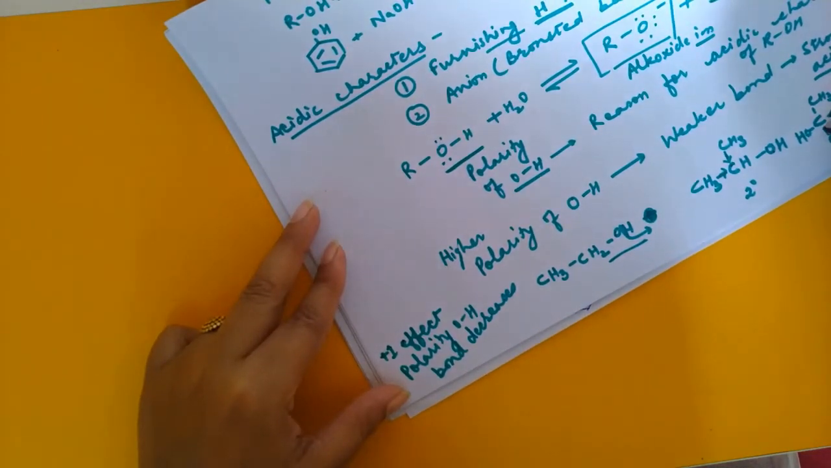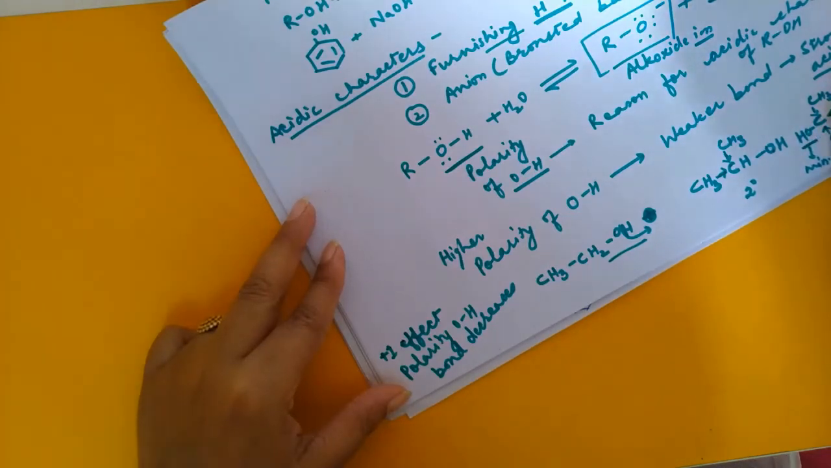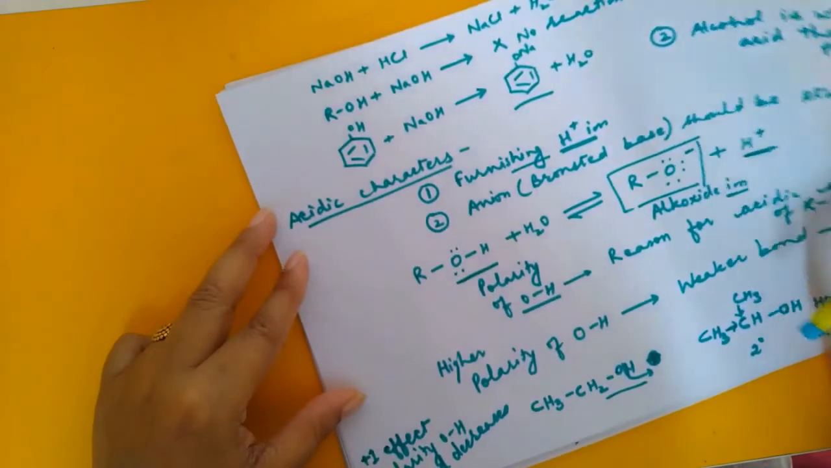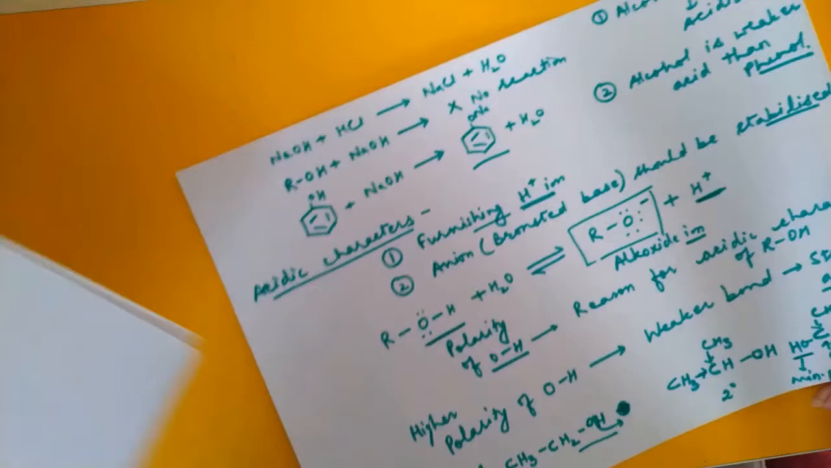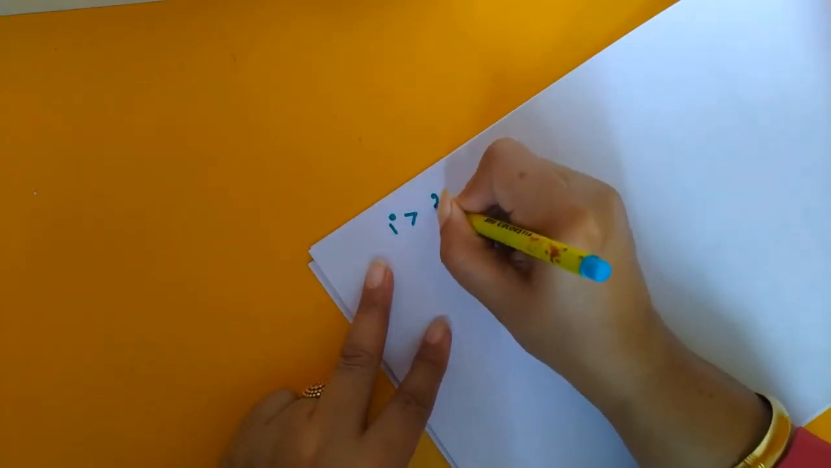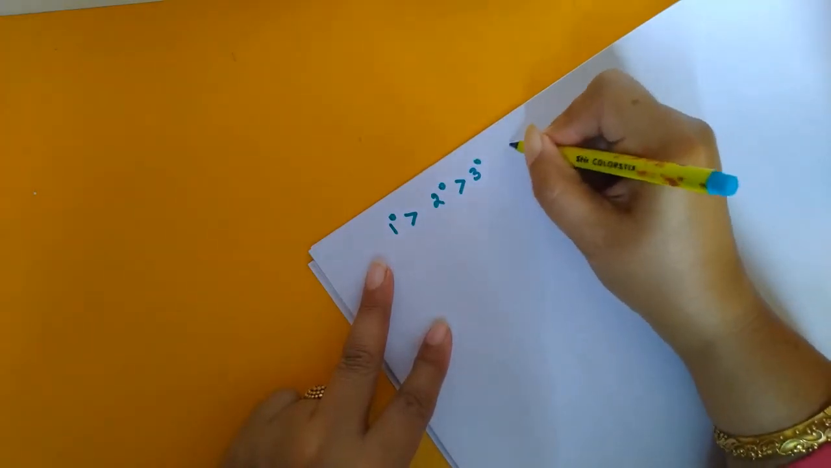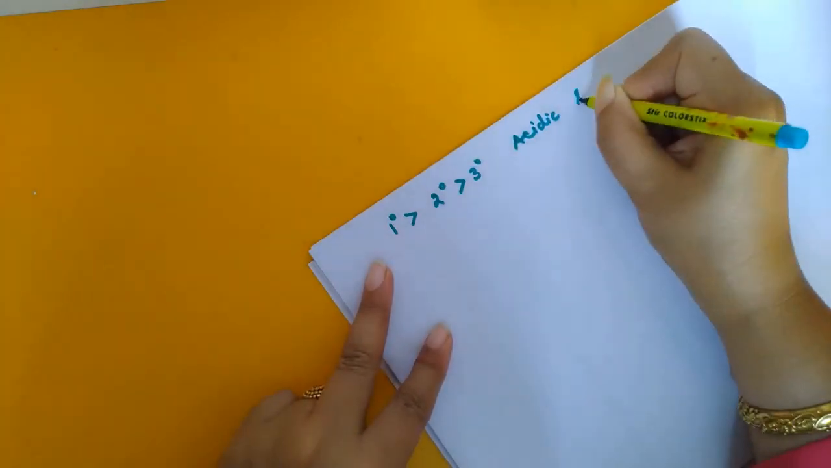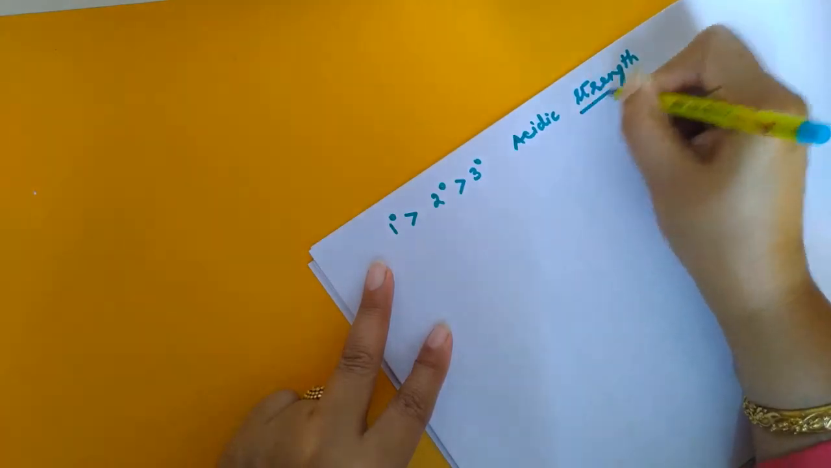Now what about the tertiary alcohol? In tertiary alcohol, there are 3 electron releasing groups, so the maximum plus I effect will increase the electron density on this oxygen the most. That is why this oxygen-hydrogen bond will be minimally polar. Minimum polar means it is a stronger bond. Stronger bond means hydrogen ion will be furnished with great difficulty. So what is the order of acidic character of the various types of alcohols? Primary is the most acidic, followed by secondary, then tertiary. This is the acidic strength. So tertiary alcohols are the weakest acid.